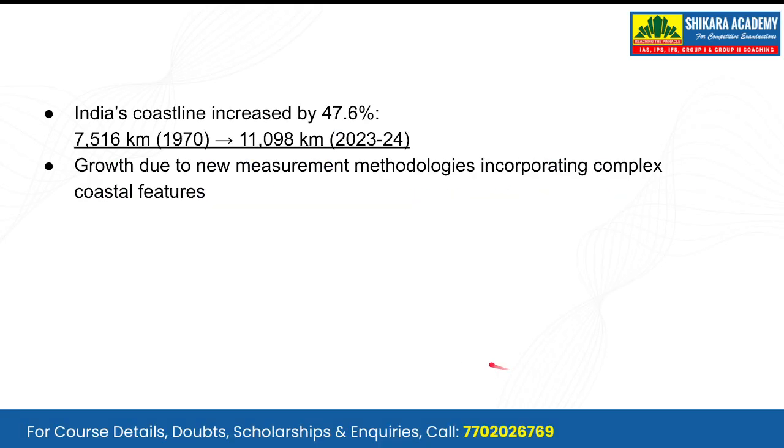A new coastline. For example, India's coastline increased by 47.6%. So imagine how much we have been studying falsely. In the 1970s, with that mechanism, our coastline was just 7,516 kilometers. But in 2023-2024, it is about 11,098 kilometers. How much increase? Almost 47-50%. This growth is due to new measurement methodologies incorporating complex coastal features. We used to take the circumference for the islands now, because earlier for an island the coastline was only one side. Now it is all the sides. Because of that also we have got more kilometers.